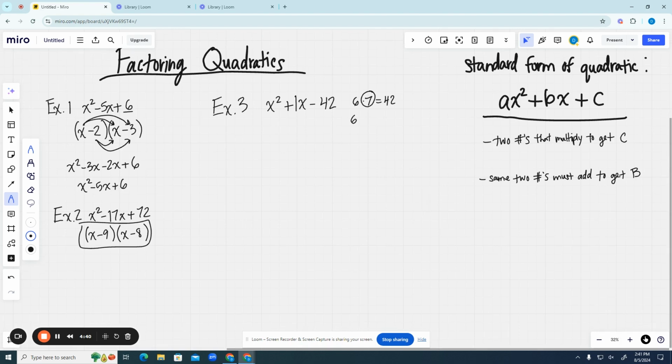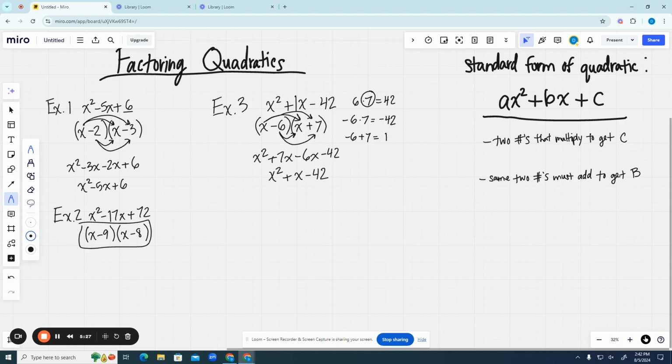So we're going to have -6 times 7 is -42. And -6 plus 7 gives us +1. So that's how we figured out our numbers for this one. We're going to have a -6 and a +7. And just to check it again, to make sure your work is right, just distribute it back. And we'll get this. And that's the same as the original problem. So we know we did that one right.